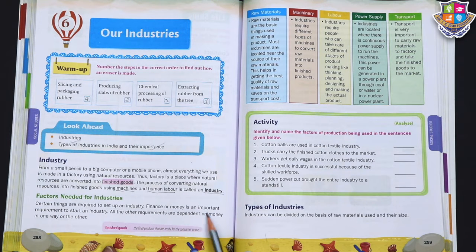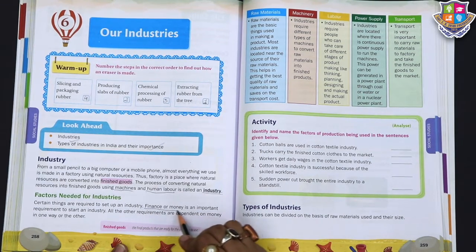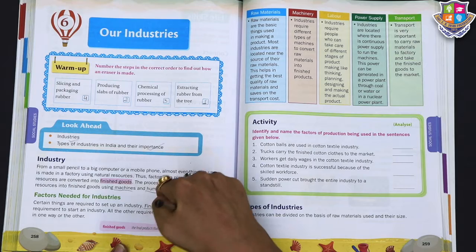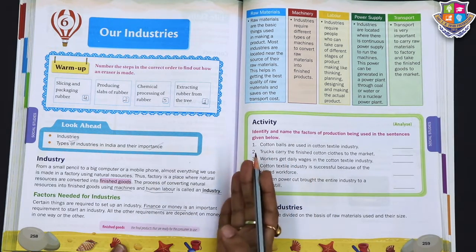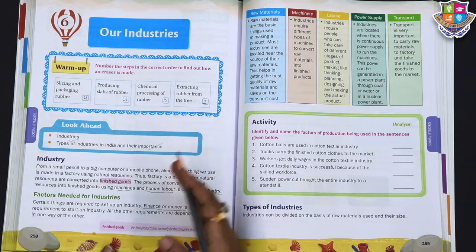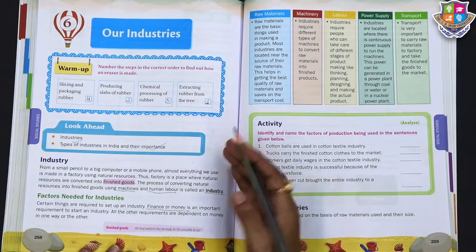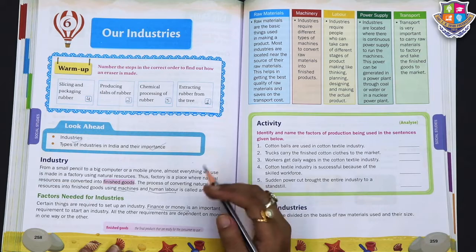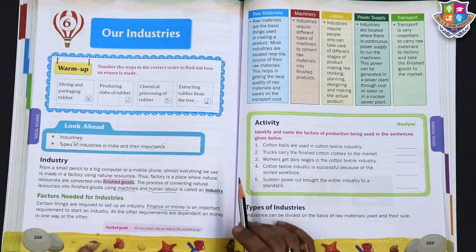Finance or money is an important requirement to start an industry. We know that if we have money, enough capital with us, then we can start an industry. If we don't have any money to run an industry, then we cannot start an industry. All the other requirements are dependent on money in one way or the other.